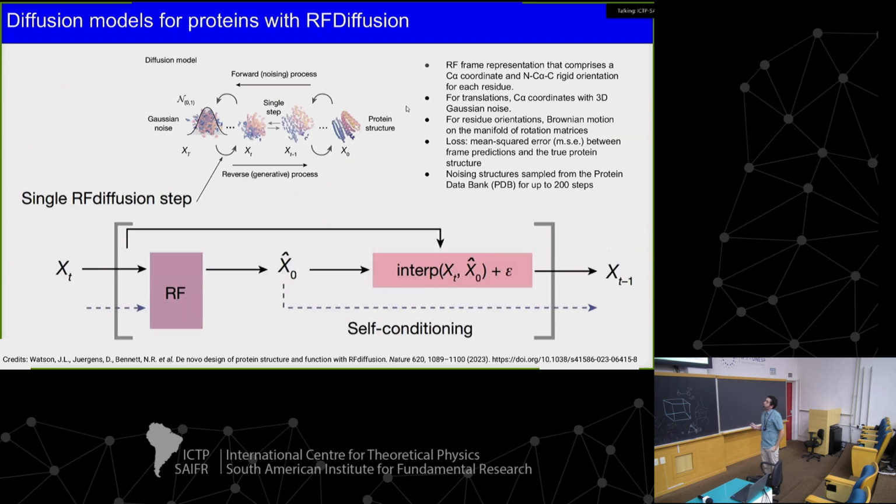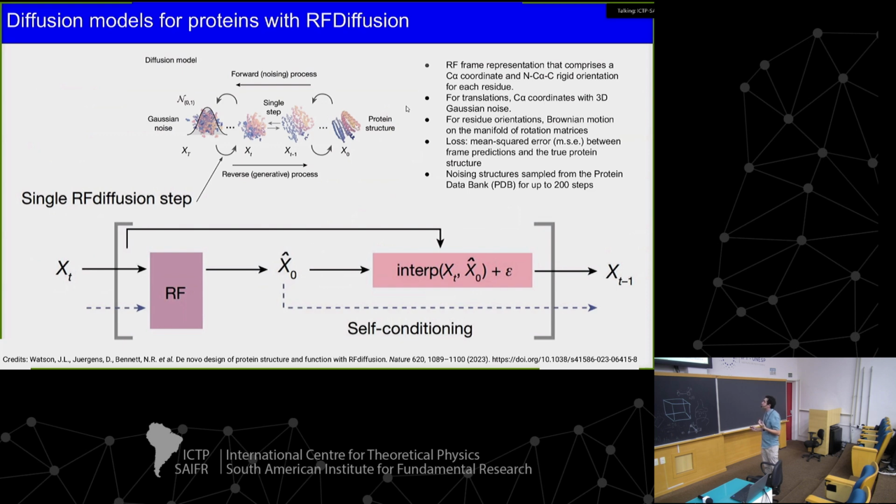So I'm just zooming in on a step of the reverse process. If I want to obtain xt minus 1 from xt, I take the xt and feed it into RF diffusion. It will make a prediction. In the first step, this will not be good. Then you perform an interpolation between those three structures and add a little more noise, the same thing that I mentioned for the images. And then you have the xt minus 1.